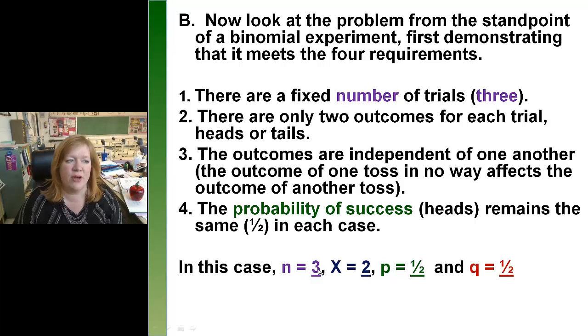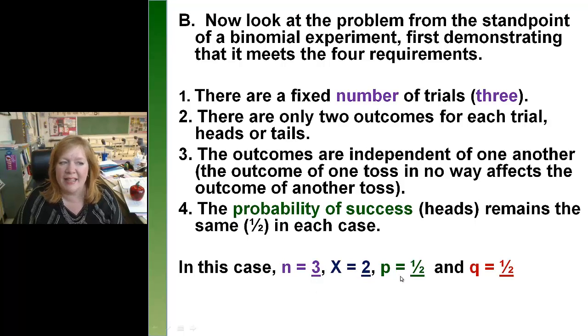In this case, your n is 3. That's the number of trials. Your x is 2 because there's 2. You're trying... the probability of success is getting 2 heads. Probability of achieving a head is 1/2, and q would be 1 minus 1/2, which is 1/2.